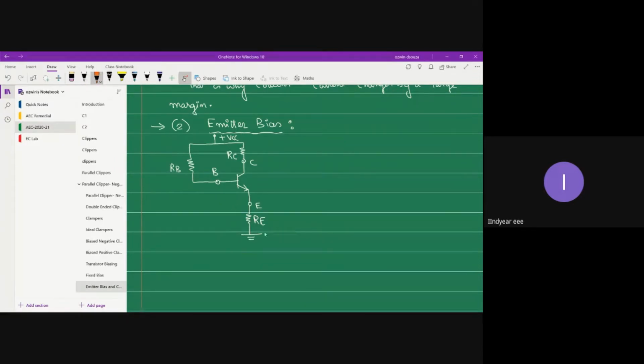Now let us mark different currents. So this is your collector current, the base current, and this is your emitter current. All right. Between base and emitter, the terminal voltage, you can take it as VB.